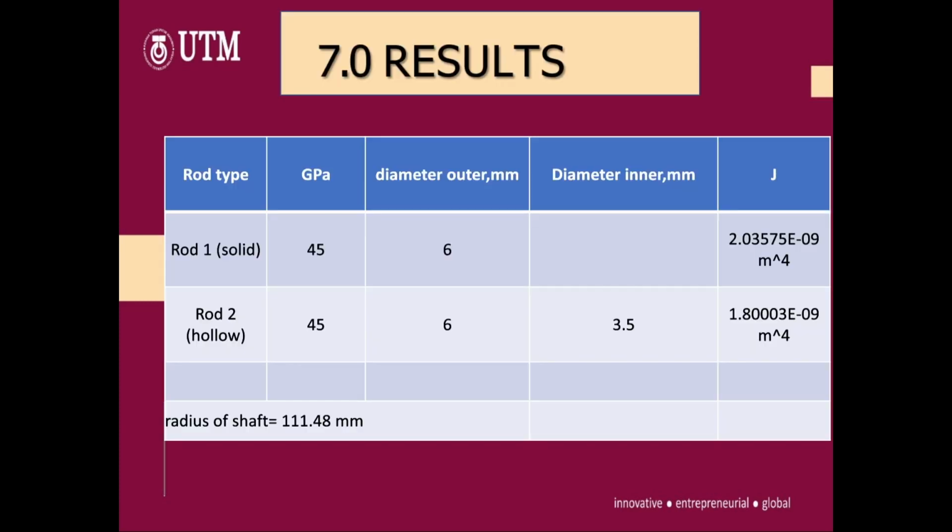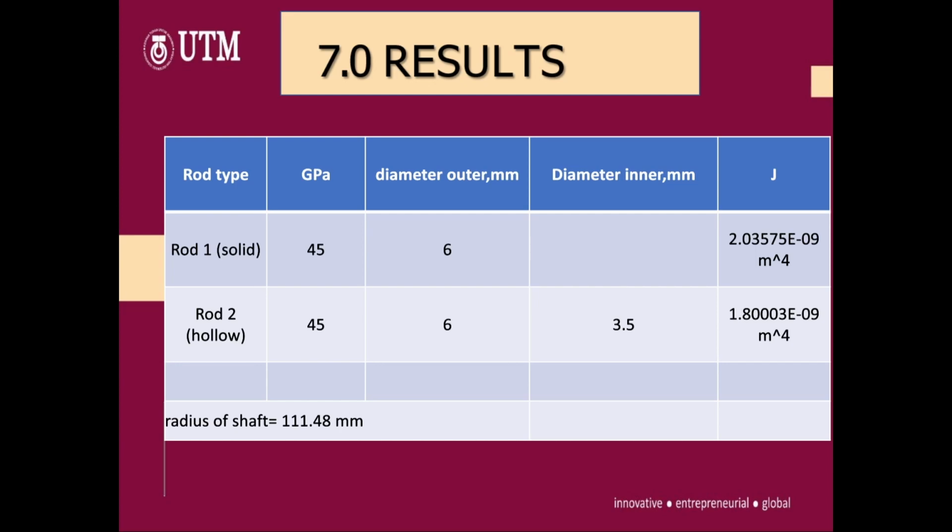So first we have this table which presents information about the rods. First we have the solid rod, and note that both the solid and the hollow rods are from copper alloy. So that's what we can say. First, they have the same modulus of rigidity, which is 45 gigapascal, and for the solid they have an outer diameter of 6 millimeters and the moment of inertia, which is pi over 2 times r to the power of 4, and we have here the result 2.03575 times 10 to the power of minus 9.